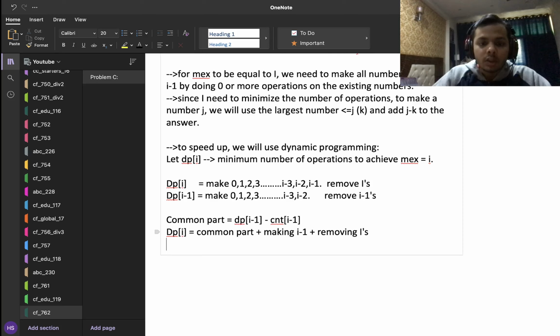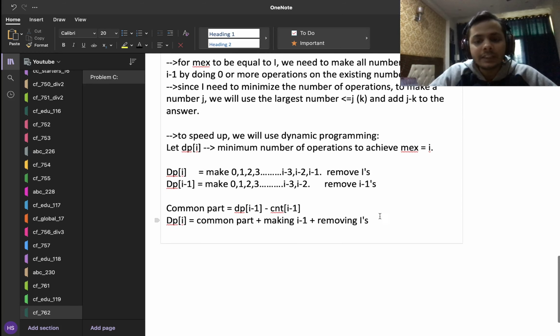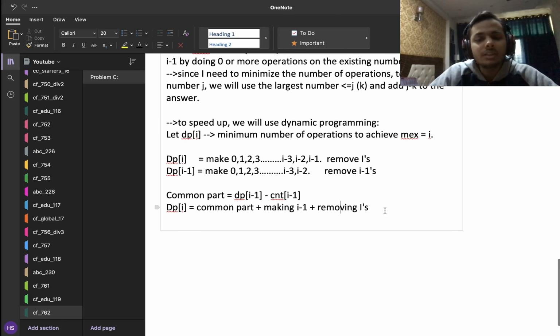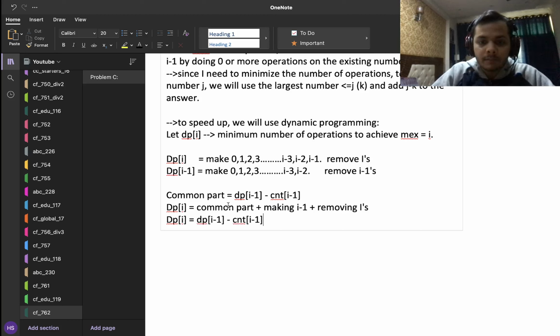Okay, so the common part I know using dp of i minus 1. Removing i's is simple, it is just count of i. I will just increment all the i's by 1, and that will take one operation for each occurrence of i. So removing i's will be just count of i. Now the only challenge I have left is making i minus 1. So dp of i is the common part, which is dp of i minus 1 minus count of i minus 1, plus removing i's, which is count of i, plus making i minus 1.